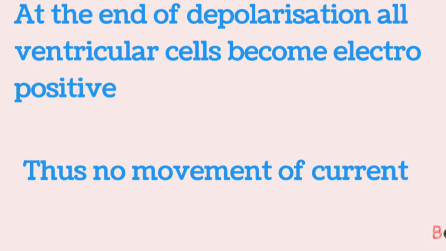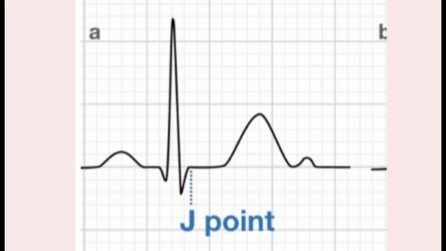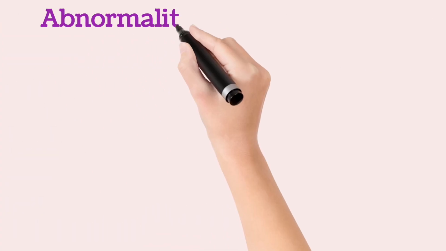At the end of the depolarization, when all ventricular cells become depolarized and just before the repolarization starts, all the cells become electropositive, thus there is no net movement of the current through the ventricular cells. This represents the ST segment. As there is no electrical movement, this ST segment becomes isoelectric. Thus the J point is the end of the QRS complex and the starting of this isoelectric line, that means the ST segment. So the J point in ECG would be after the QRS complex, and after this point there would be one isoelectric line.